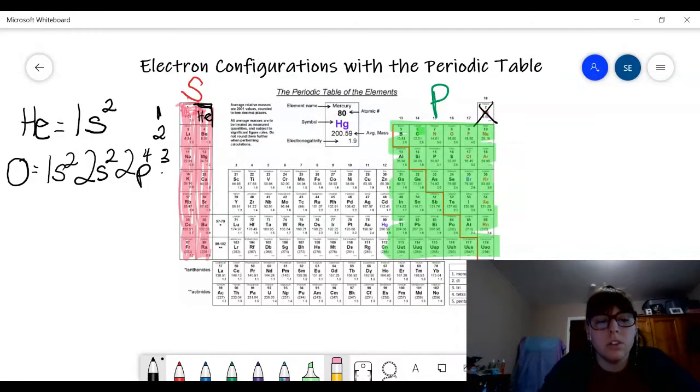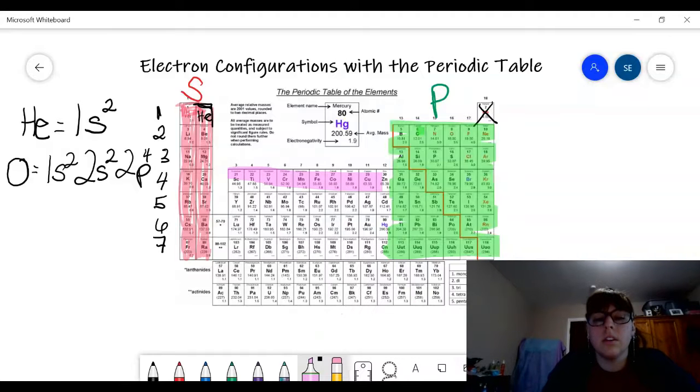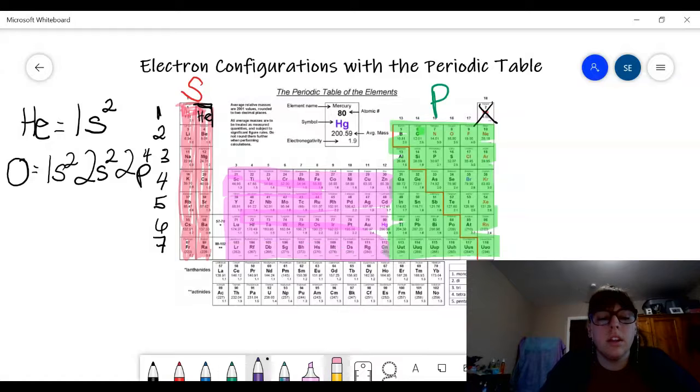I wouldn't ask you to do those on a test, but just for the sake of showing you, the D block is going to be in the middle here. Let me get pink. This right here is our D block. So all of our transition metals are in our D block. D is where it gets a little weird because this is actually energy level 3, 4, 5, and 6.